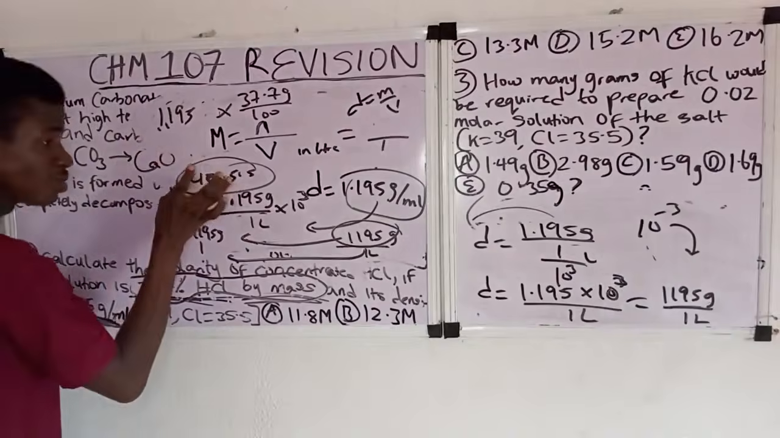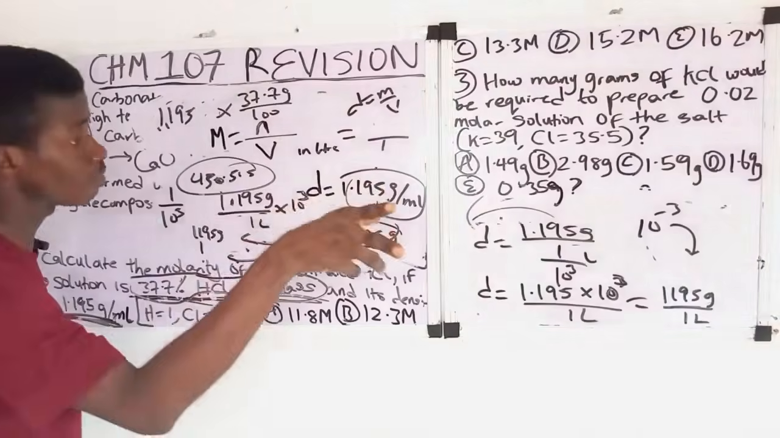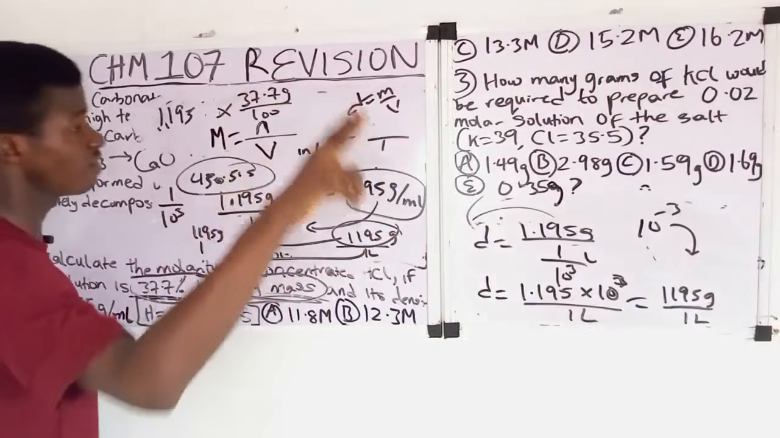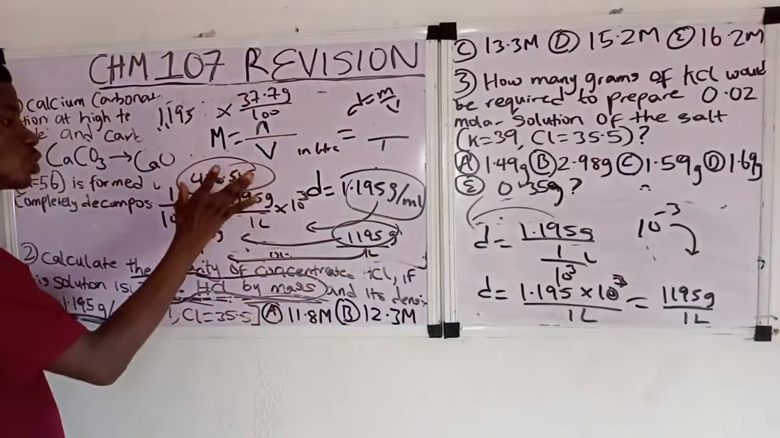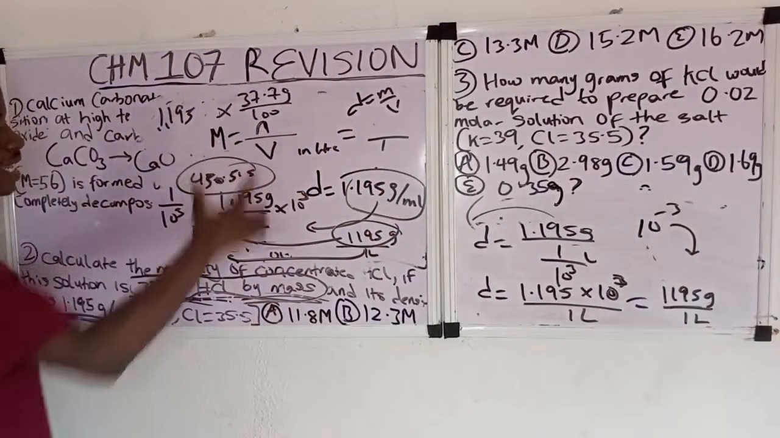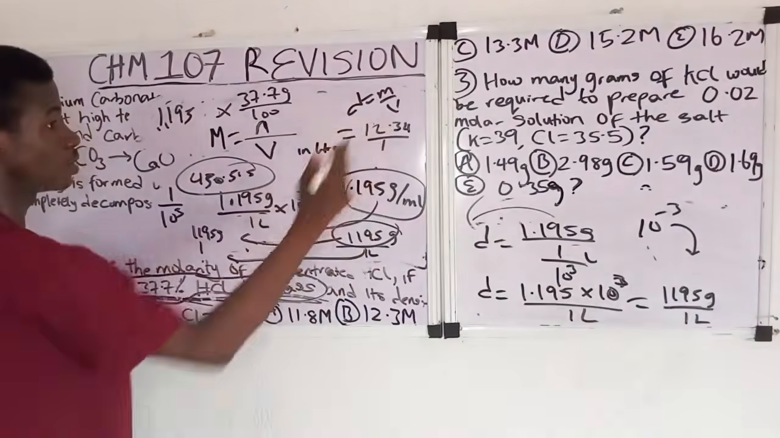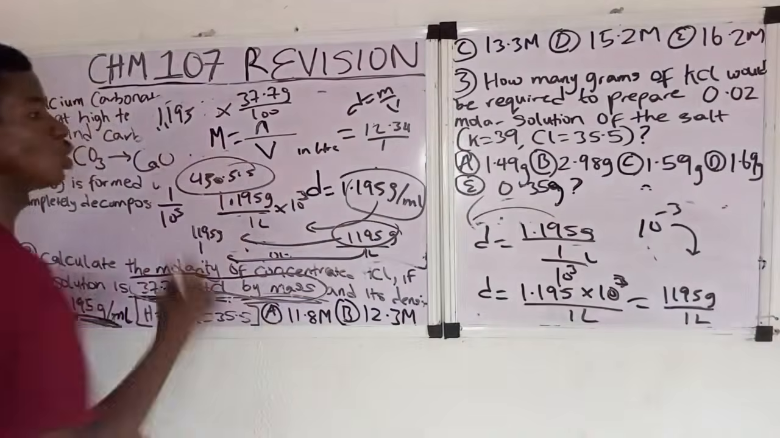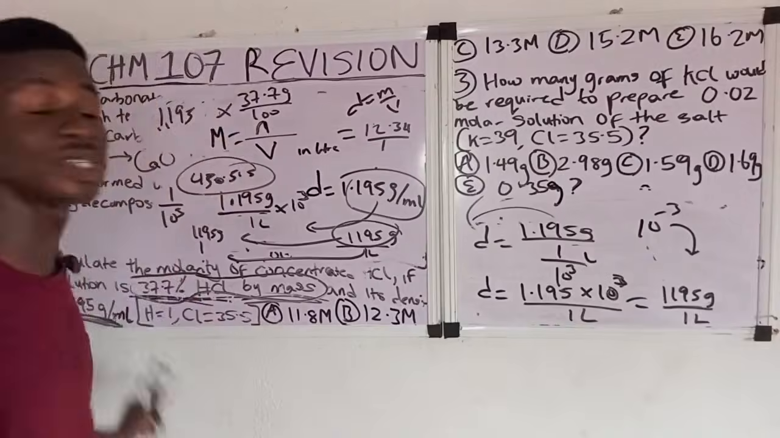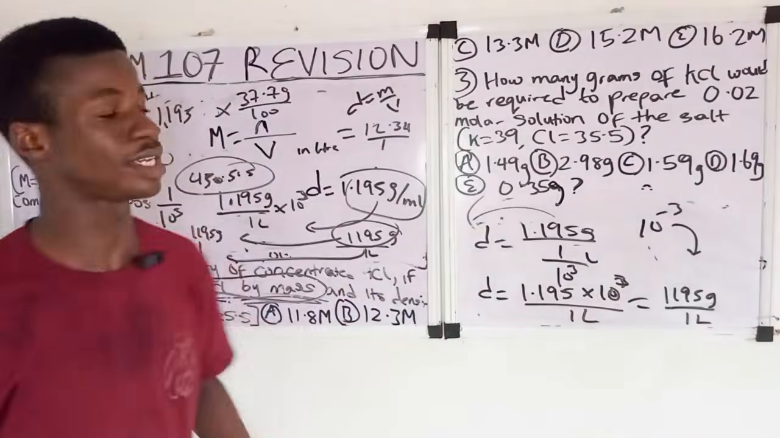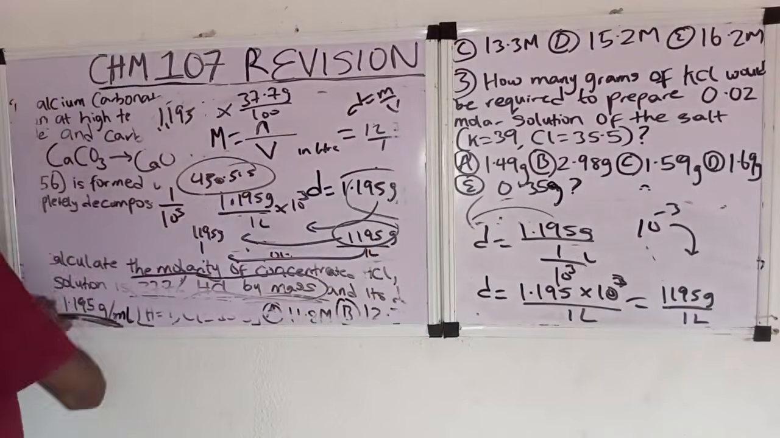Then we use this mass to look for the number of moles of hydrochloric acid using n equals mass in gram over molar mass. We got 12.34 to be the number of moles, right? So you divide it by 1, you get your molarity. This question is just one of the questions that is very tricky. Now the rest of the questions are easy and not that tricky.